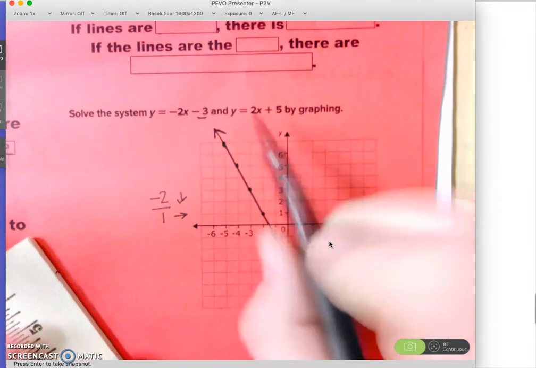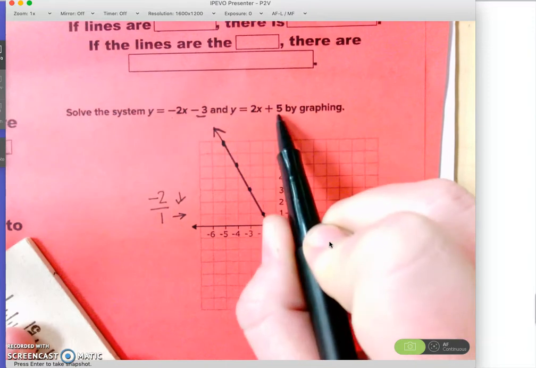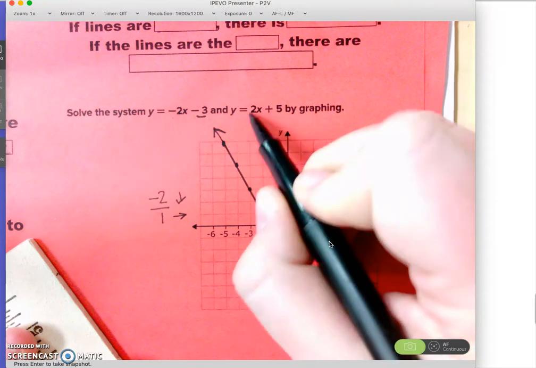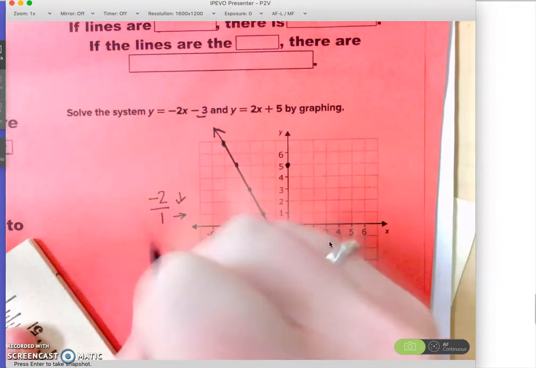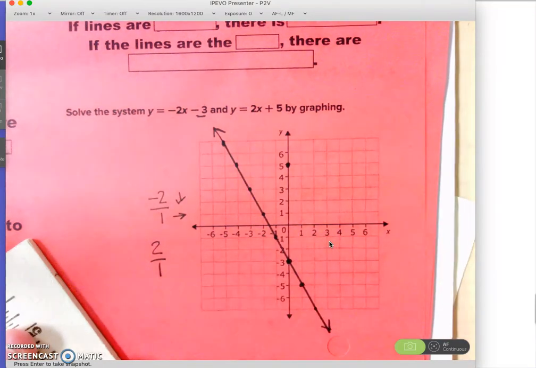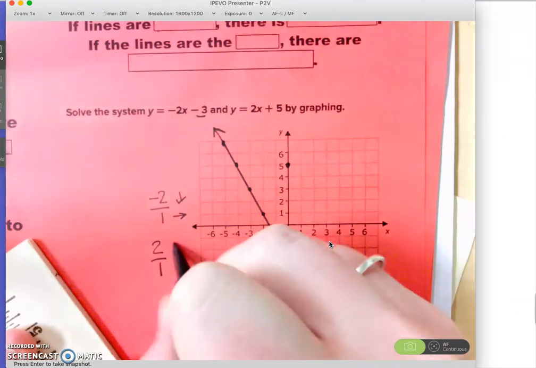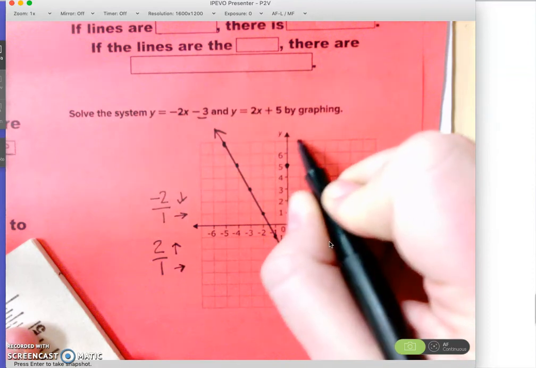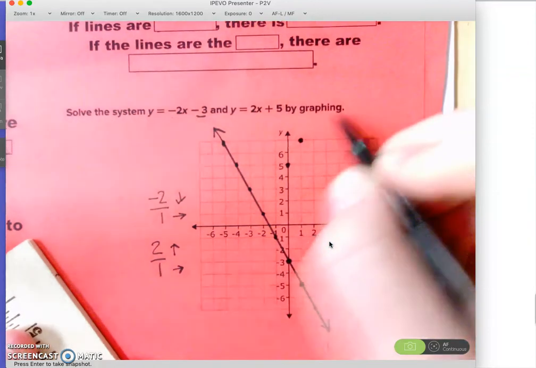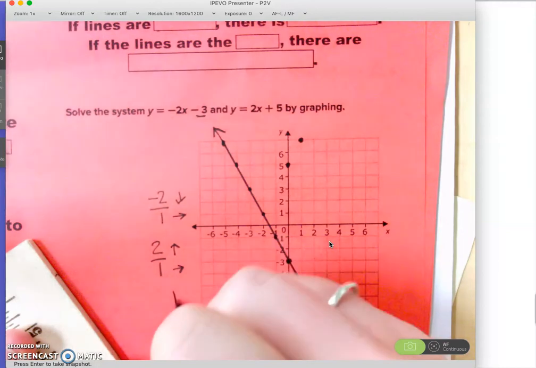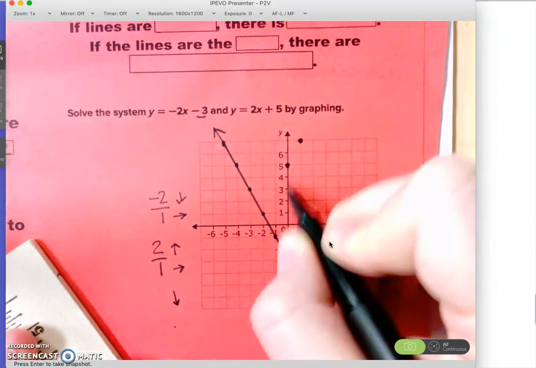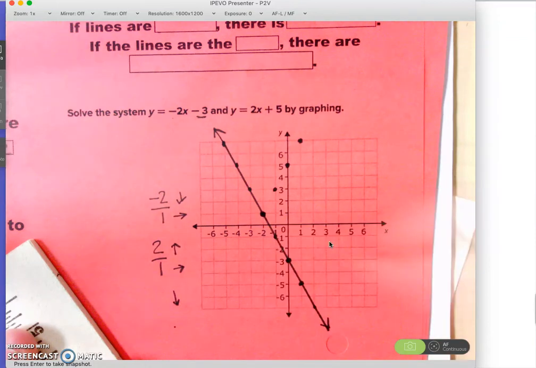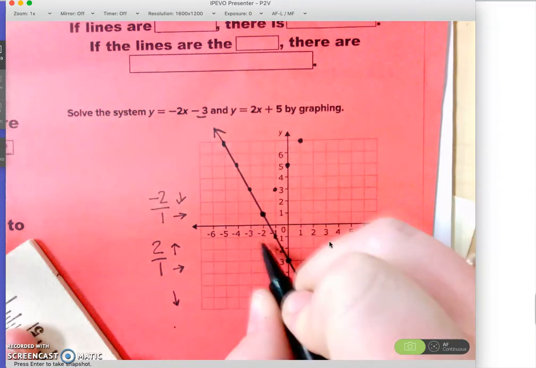Now I need to graph this one, y equals 2x plus 5, so I need to start at positive 5, and now my slope is 2 over 1. Remember, if it's positive, you go up and to the right, so go up 2 over 1. Well, I'm off my graph, so now I could also go down 2 to the left 1, so down 2 to the left. Do you see how I went over that point? That's going to be my solution.